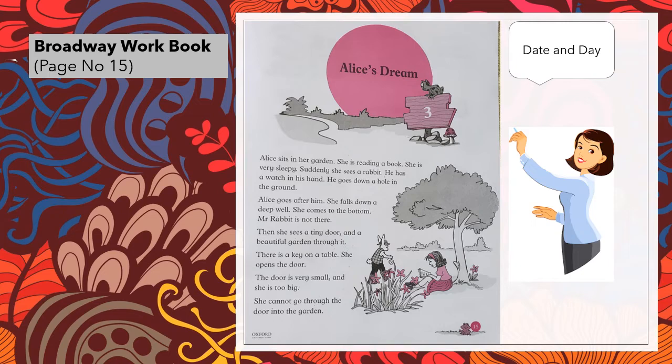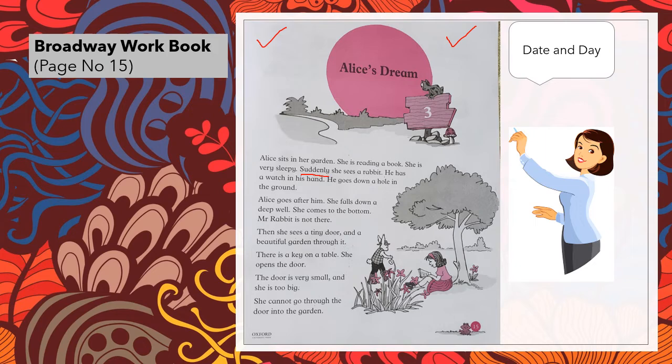Today is page now. This is your page number 15. Before beginning of the lesson, make sure that you write date and day on top of the page very nicely. Now grab your pencils so that we can underline the difficult word while reading, and I will tell you its Urdu meaning. Alice sits in her garden. She is reading a book. She is very sleepy. Suddenly, underline the word suddenly.